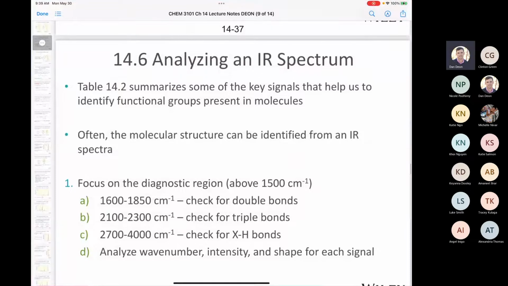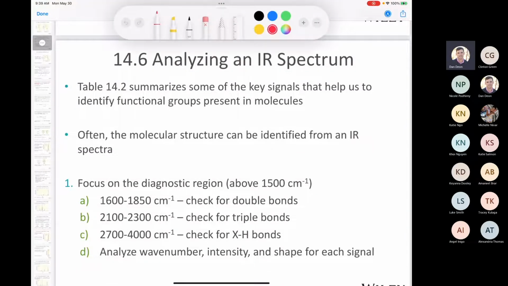Okay, the last couple sections in our textbook deal with IR. Section 14.6 deals with how we analyze an infrared spectrum. When you see an infrared spectrum for the first time, it just looks like a bunch of lines on a page, but there are some steps we can take to help us analyze a spectrum.